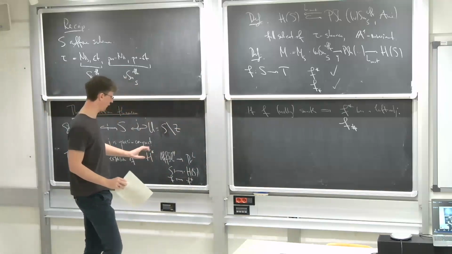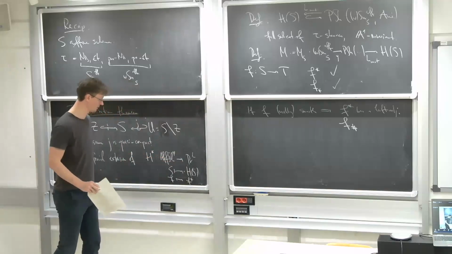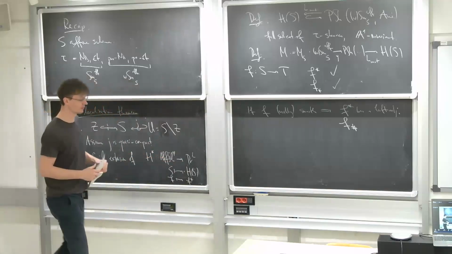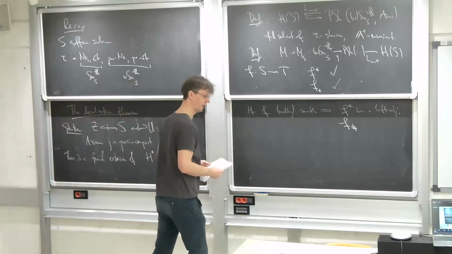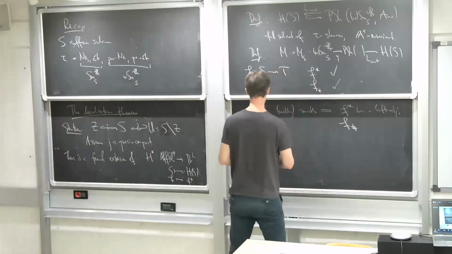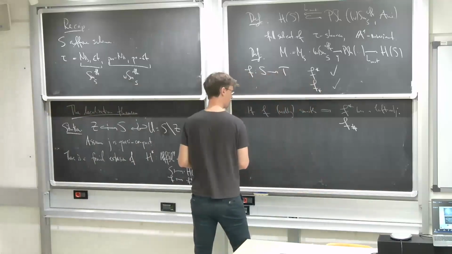So we have so far constructed this thing on affine schemes, and now of course it's desirable and natural to ask this to exist in greater generality, at least of all schemes.